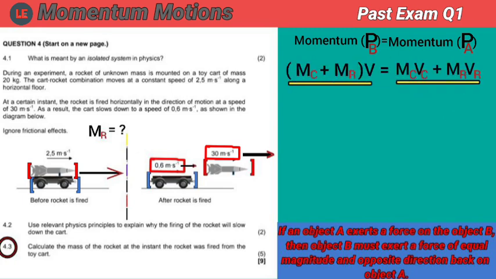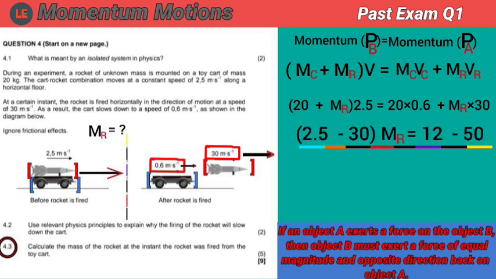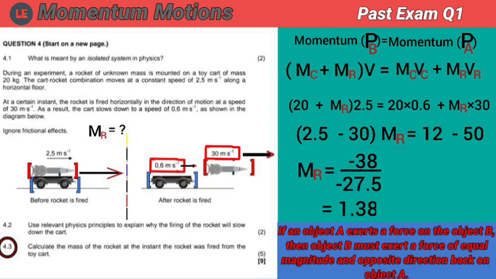Then, we equate them as so. This 20 is the mass of the toy cart, this 2.5 is the velocity of them while they are together, this 0.6 is the velocity of the toy cart after the action, and this 30 is the velocity of the rocket after being fired. Followed by grouping the like terms as such. This m subscript r is the mass of the rocket that we are on the way to find. From this, all these together finally give us the mass of the rocket to be 1.38 kilograms.